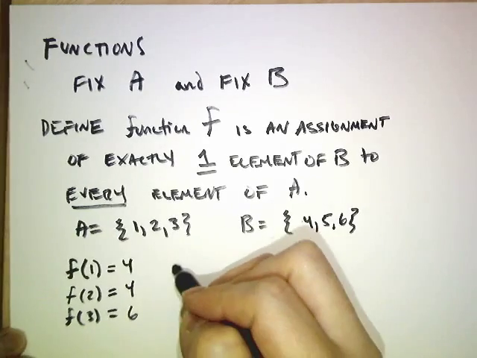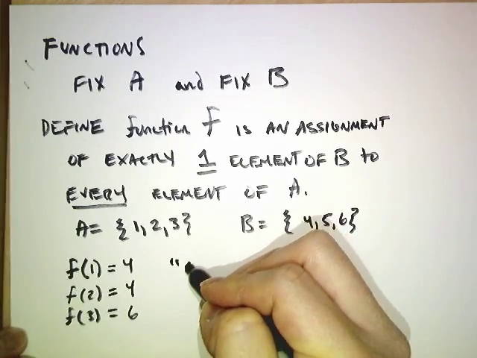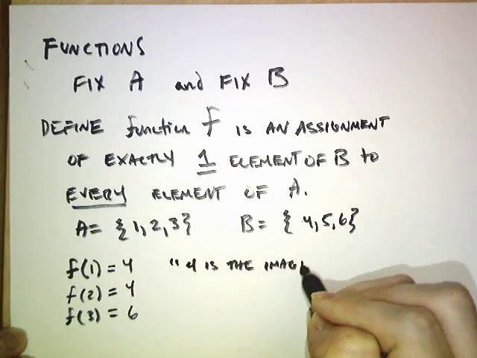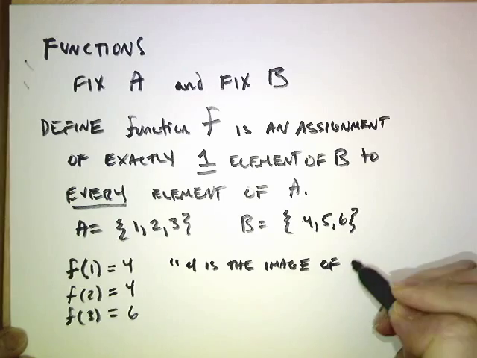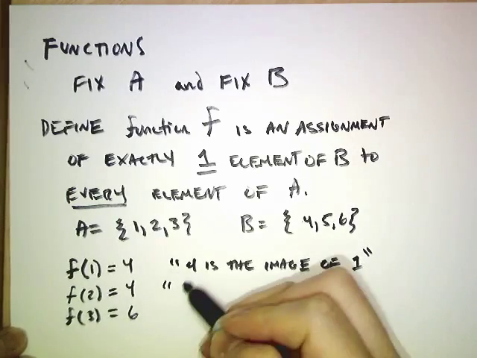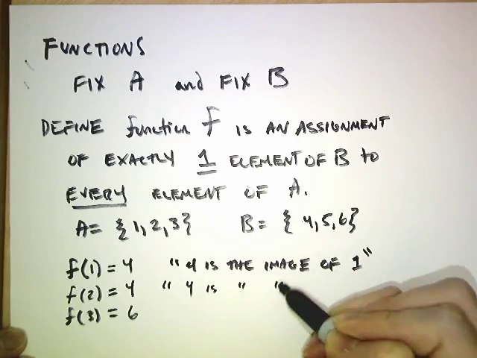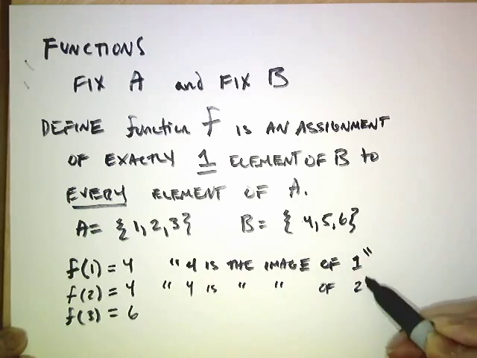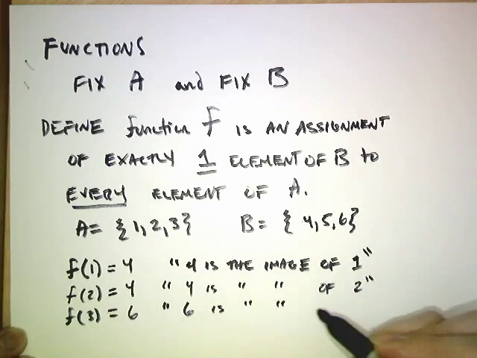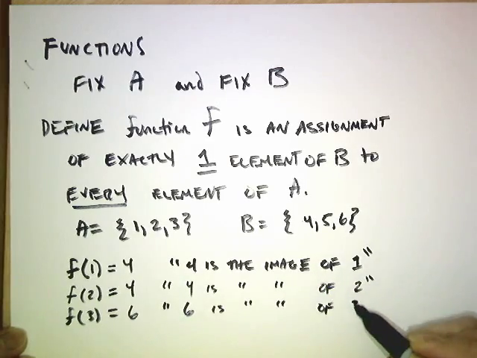And we say that 4 is the image of 1 because 1 gets mapped to 4. You could also say 4 is the image of 2, and 6 is the image of 3.